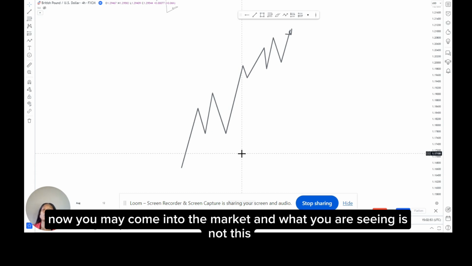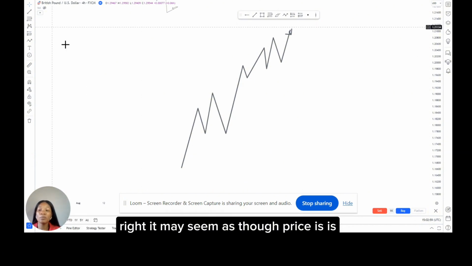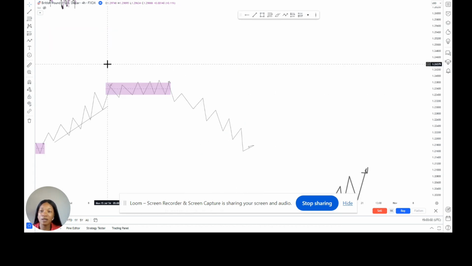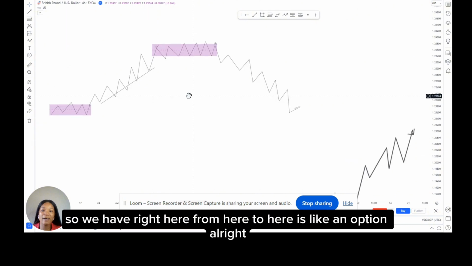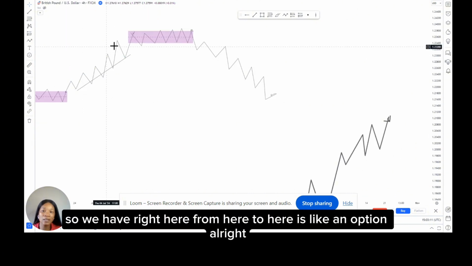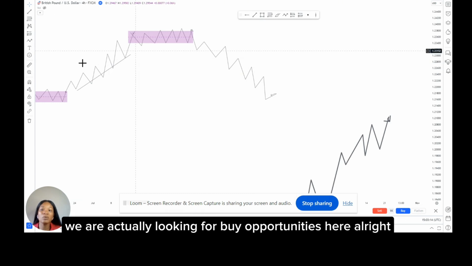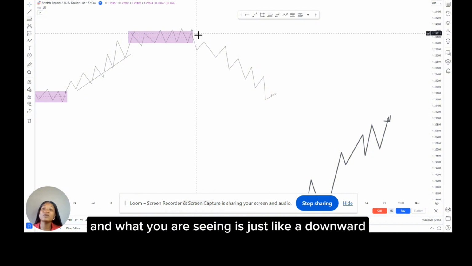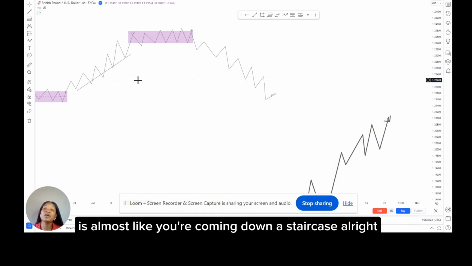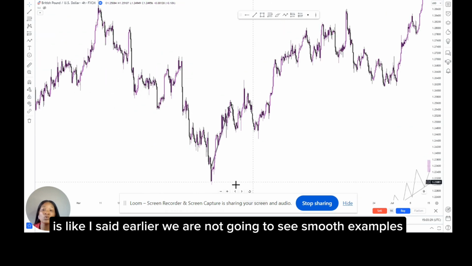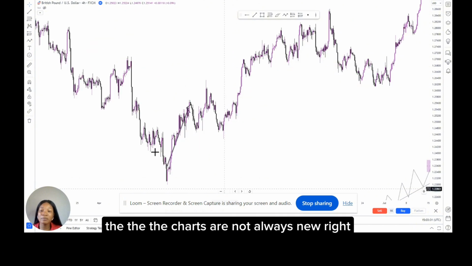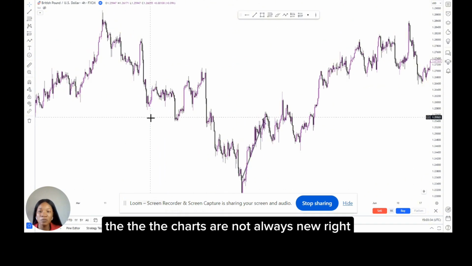Now, you may come into the market and what you are seeing is not this. Let's look for this. So from here to here is like an uptrend. This is an uptrend, and we are actually looking for buy opportunities here. Then there are times where you come into the market and what you are seeing is just like a downtrend. It's almost like you're coming down a staircase. Like I said earlier, the charts are not always smooth.